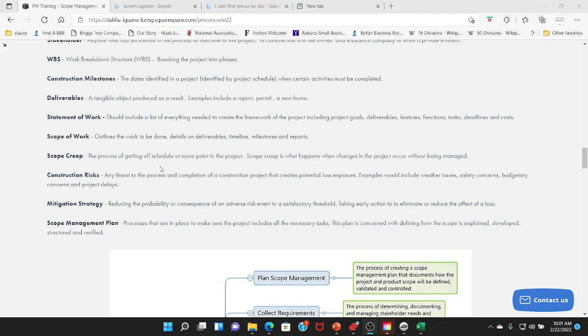And then a mitigation strategy. Like I said, going to Walmart, you want to know where the exit is. So mitigation strategy is reducing the probability or consequence of an adverse risk to a satisfactory threshold. That's a lot of lingo. But basically, you want to mitigate in real terms.